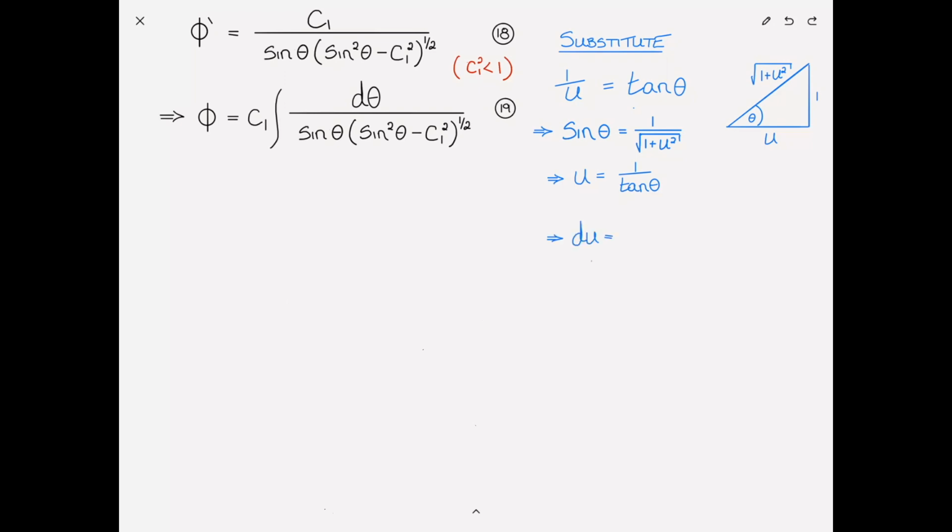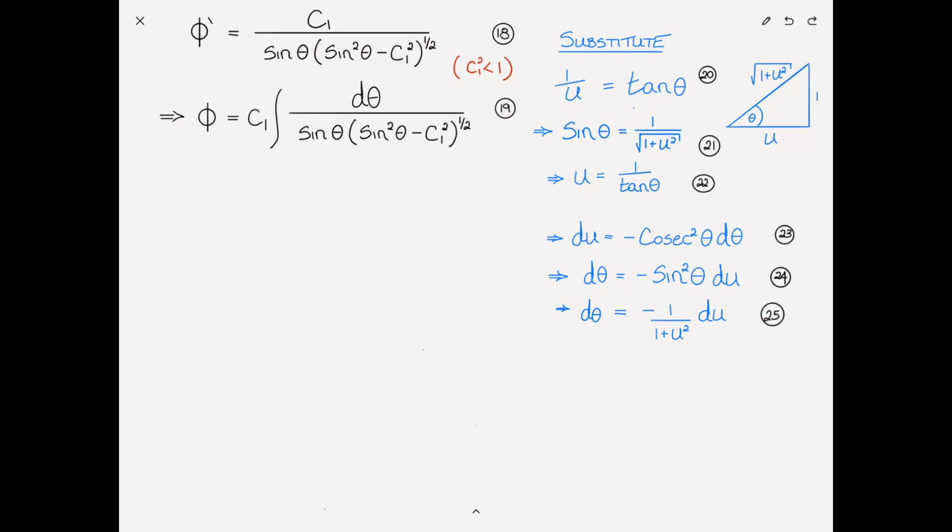Taking the derivative of that gives us du is equal to minus cosec squared theta d theta. Now, how do we get this? Well, 1 over tangent theta is just cosine theta divided by sine theta. Use the quotient rule and you should get this result. I can solve this for d theta by dividing both sides by minus cosec squared theta. Of course, dividing by cosec squared theta is just the same as multiplying by sine squared theta. And then finally, using the substitution above, we can find that d theta is equal to minus 1 over 1 plus u squared du. And let's number these 20, 21, 22, 23, 24, and 25.